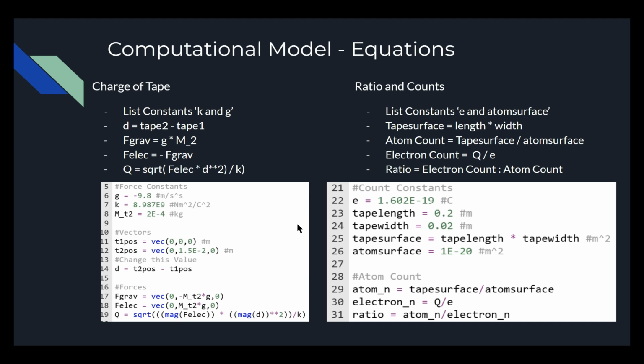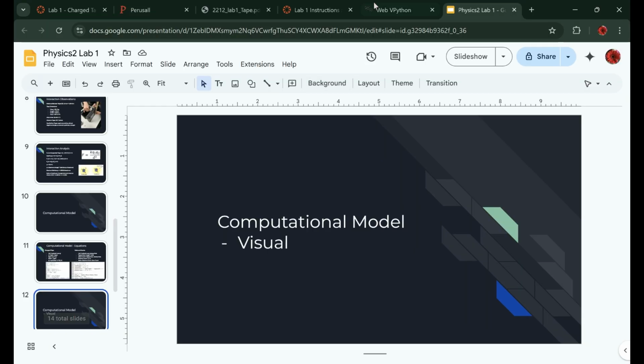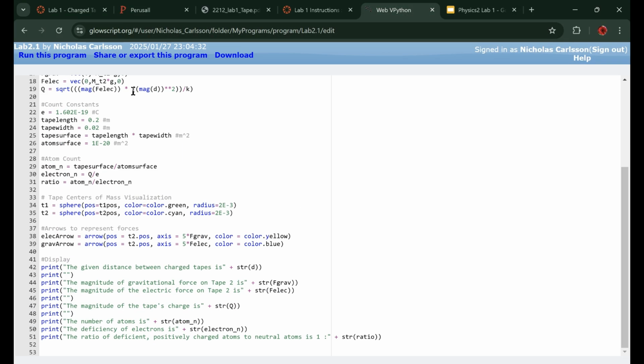We're also going to show this through a computational model, which you can see here, the little calculations. We need to put in K, we need to put in g, we need to find the distance, the gravity, the electric force, and then we can find Q from that. We're also going to find the ratio by the same methods that were just described. And you can see here all of the code.